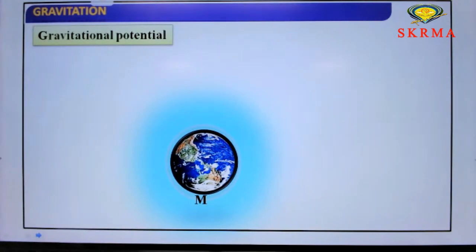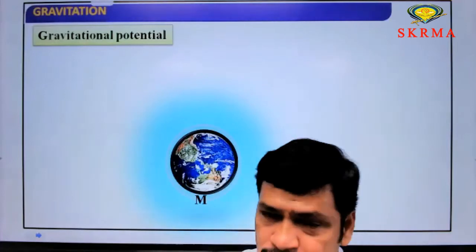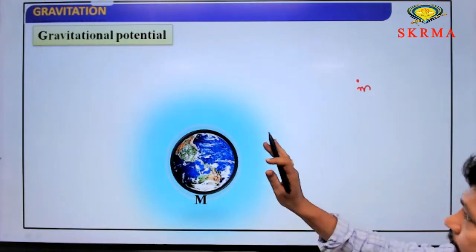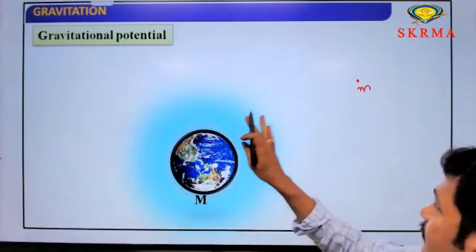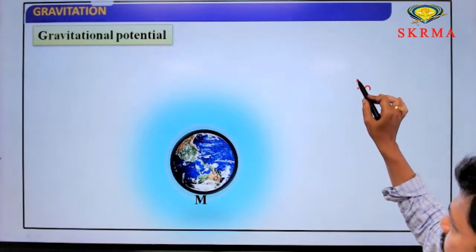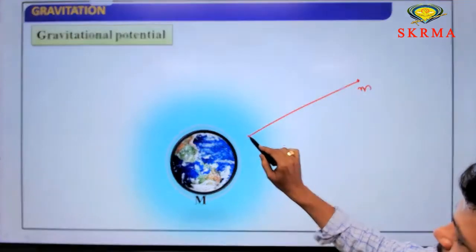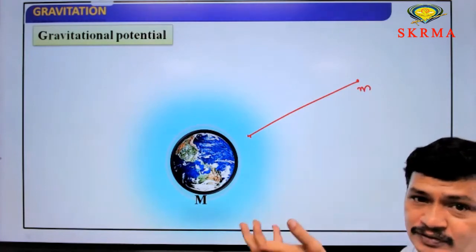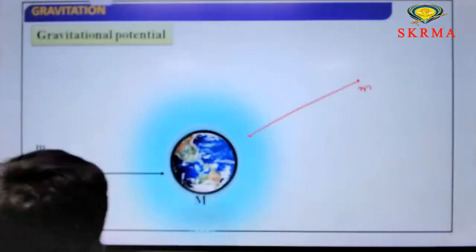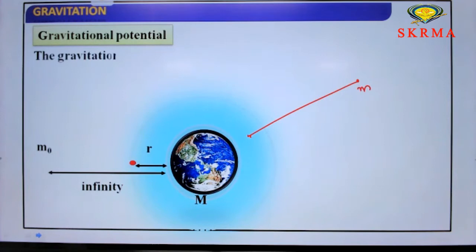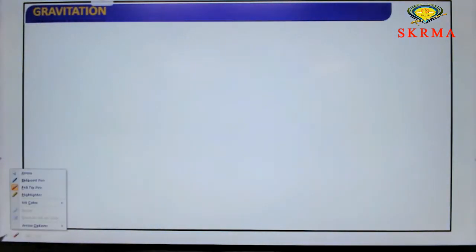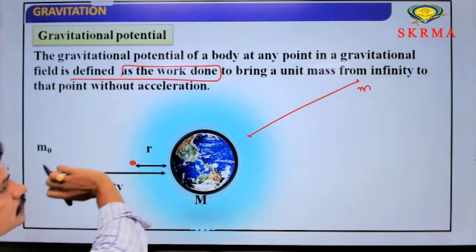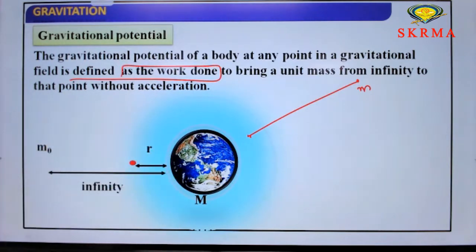And what is the potential? Gravitational potential is nothing but work done. To bring a mass from infinity, a point outside the field, into the field at a point, you have to do some work. That work is the gravitational potential. In the same way, from infinity to some distance r, that is the gravitational potential. The gravitational potential is the work done to bring a unit mass from infinity to a point in the gravitational field.